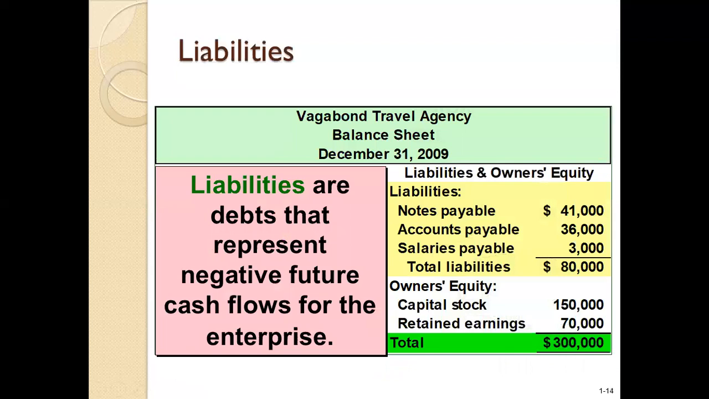Then what are liabilities? So now we're going on the other side of the balance sheet, which is your liabilities. They are the debts that represent negative future cash flows for the enterprise. So they are basically cash outflows. Money is going to flow out of the business in the future.